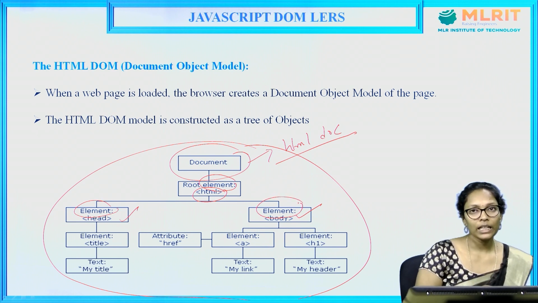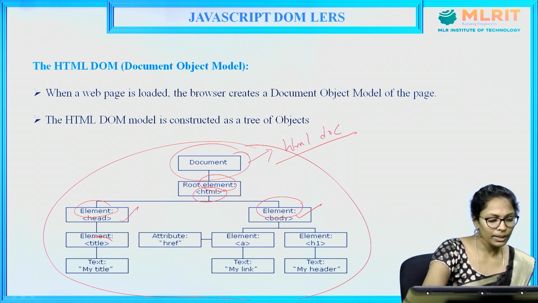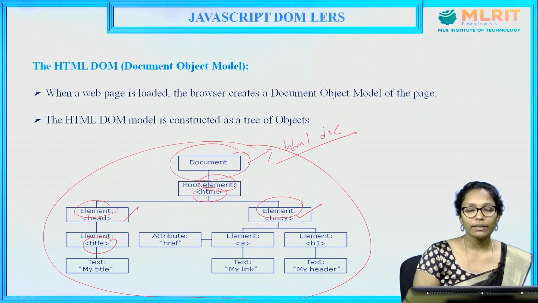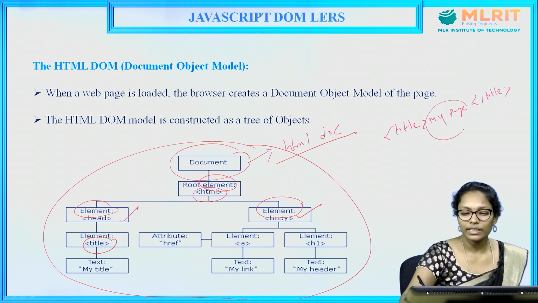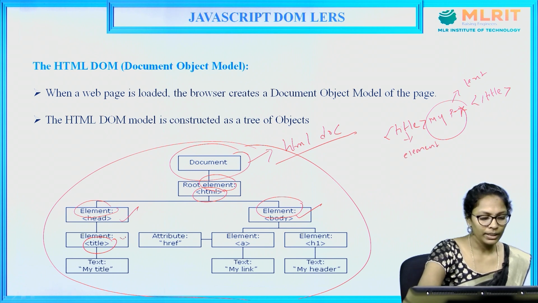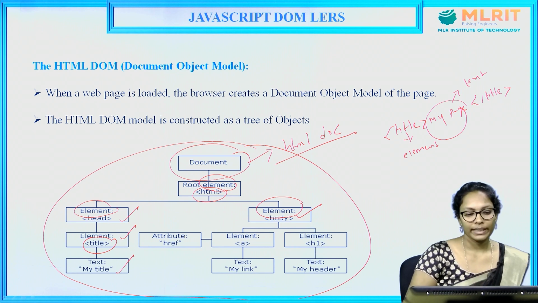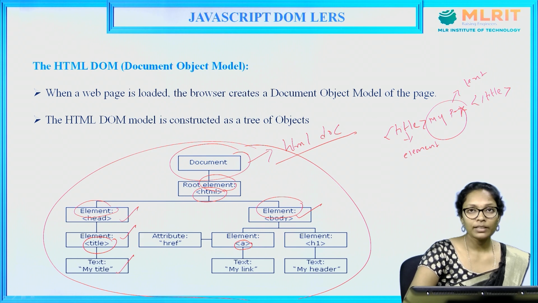Under this head element again I have a sub element. What is that sub element? Title. For title, you're giving some text. Why? Because see, title, my page, and then I'm closing my title. So what is the text attached with this title? That is my page. So this will be considered as text and this will be considered as an element. Under this title element, what is this text? My title. The same way, in the body section I have two elements here. The first element is the a element, that is the anchor tag, and the other element is the H1 tag.